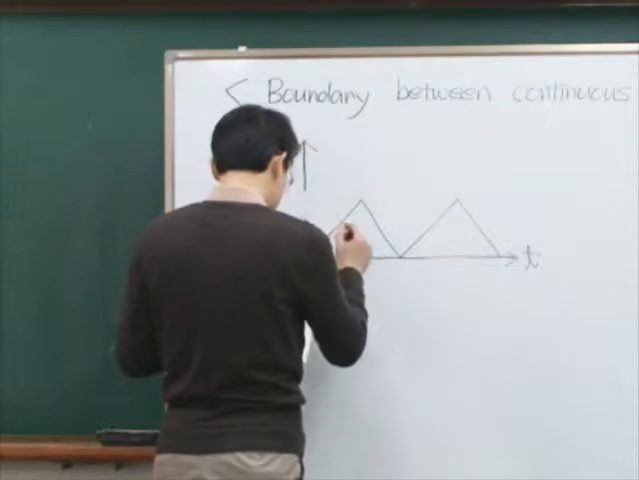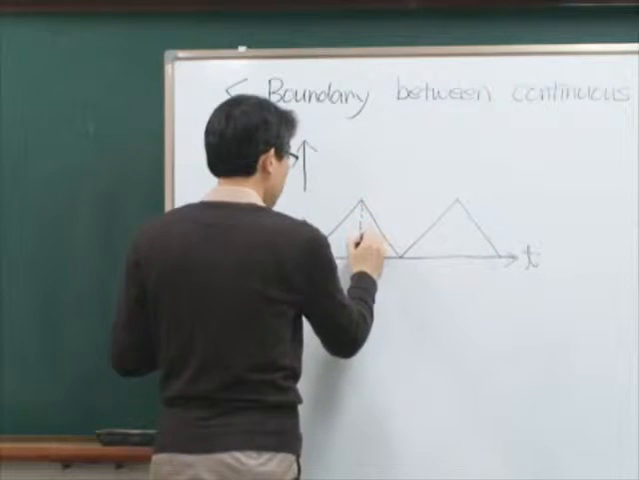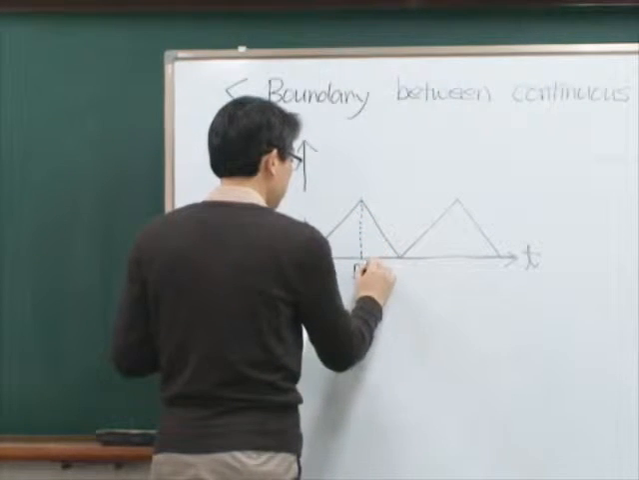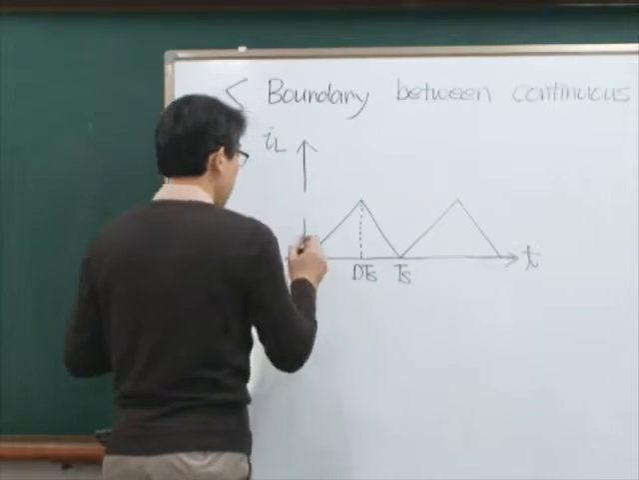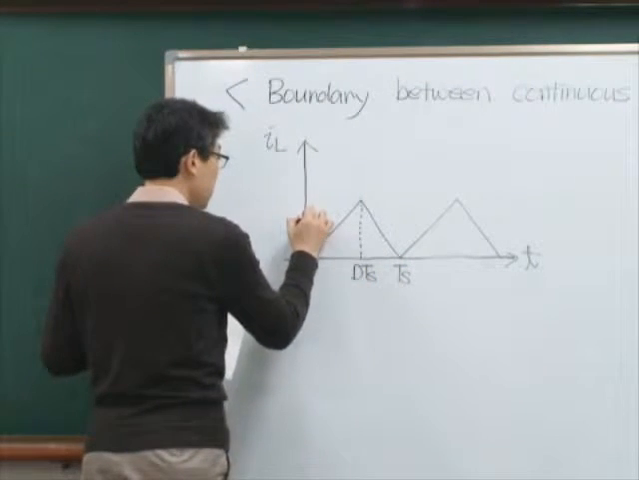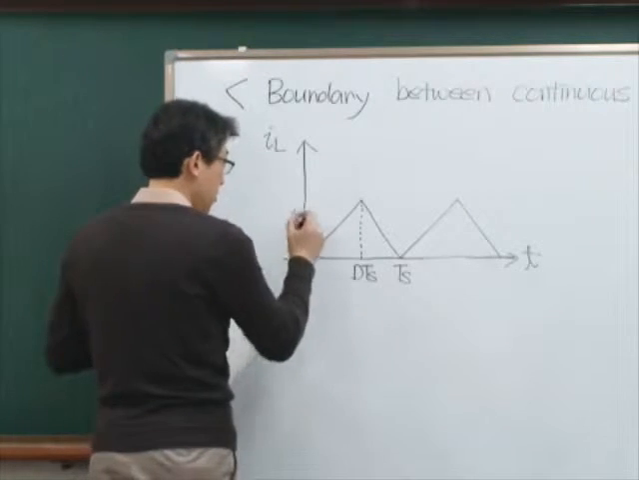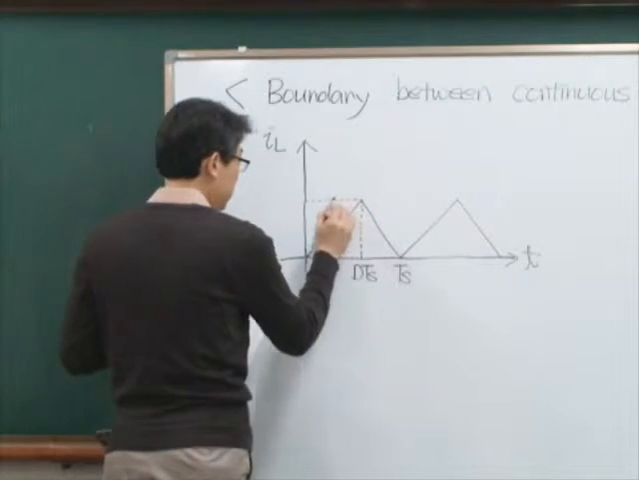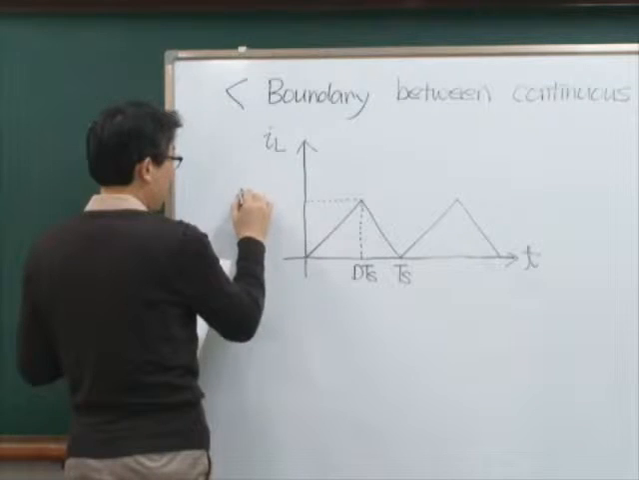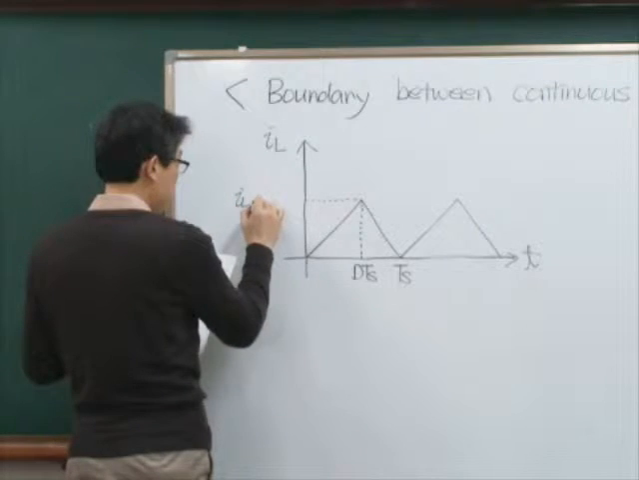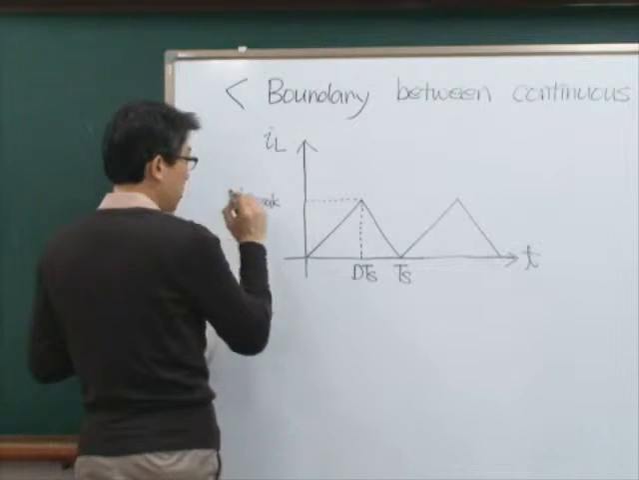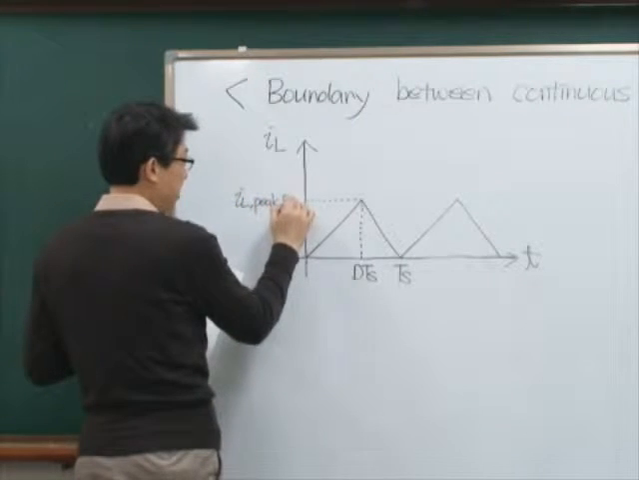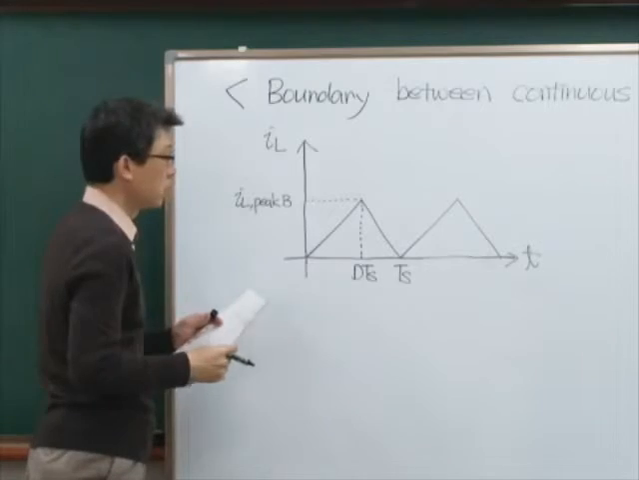So, in this case, now, of course, this is the on time, and this is the period. And let's refer to this as IL peak. And whenever I say B, it means at the boundary.